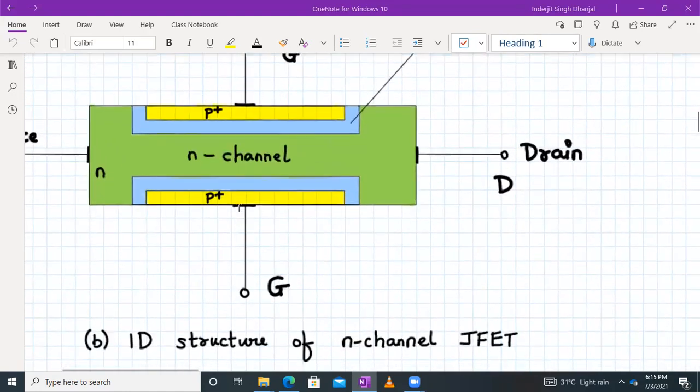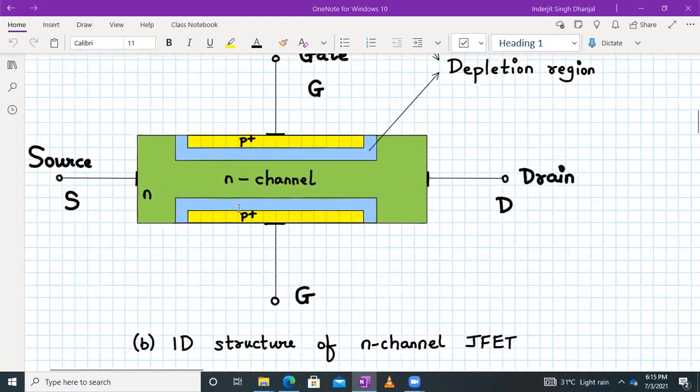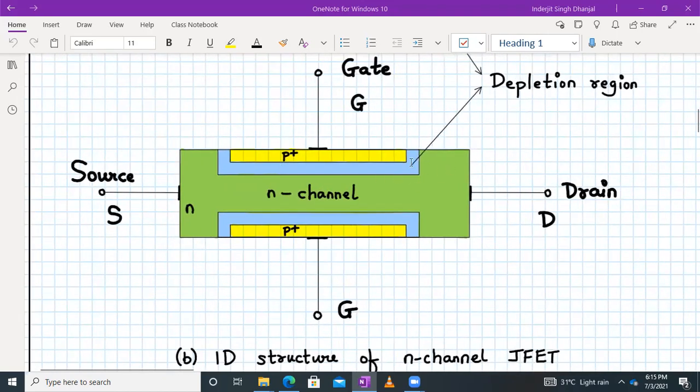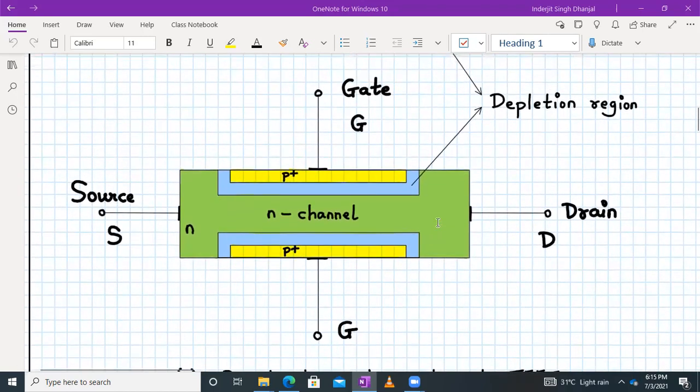So here also we see in the 1D structure, the 2 gate terminals are tied together to form a single gate connection. We have a depletion layer marked in blue color, two P plus regions through which the gate terminal is connected. And on the left hand side of the N region, we have the source, and on the right hand side, we have the drain terminal. So this is the simplified structure of N channel JFET, which we are going to analyze.